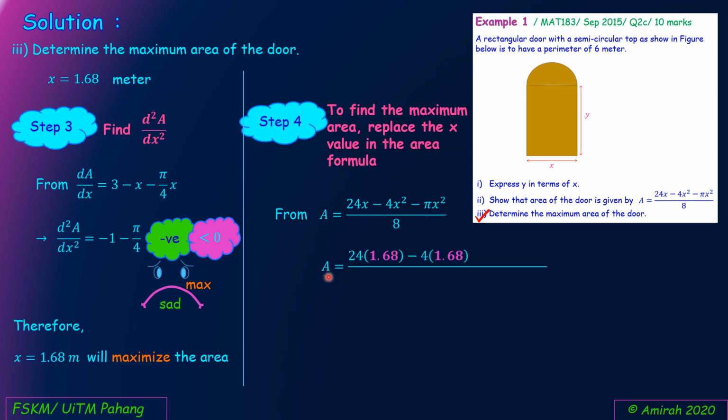Then we substitute x equals 1.68 meter. That will maximize the area. Then we can solve using a calculator. So we get maximum area equals, after we solve this, 2.52. And the unit given is meter. So for area, we can write meter and then square. So this is the maximum area. When we substitute x equals 1.68 meter, that will maximize the area.